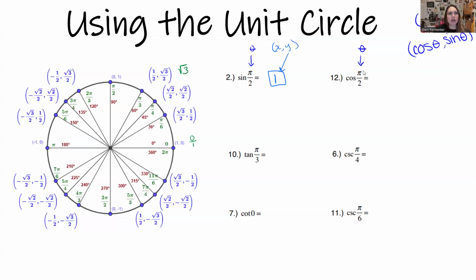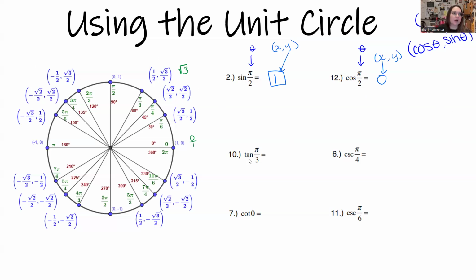Let's do this one. Cosine of pi over 2. We're looking in the same spot. What's cosine? 0. So again, in the x comma y in that coordinate, it was the x value.